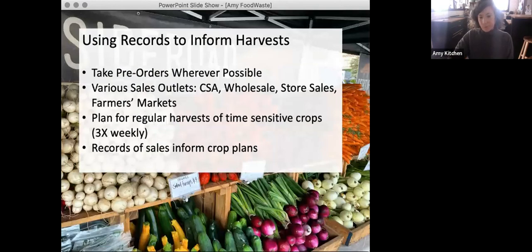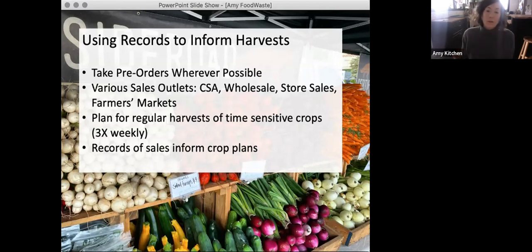Okay, next slide, please. So I'm assuming that some people on this meeting are certified organic, as we are. If you are certifying your products as organic, you will get well acquainted with record keeping. But the good news for managing waste is that the certification record keeping requirements are really helpful for informing our harvests, which helps us to reduce the waste of harvested product.